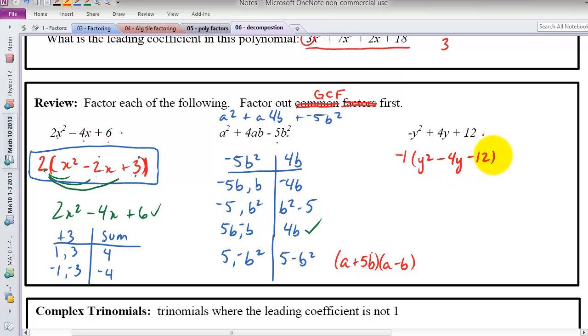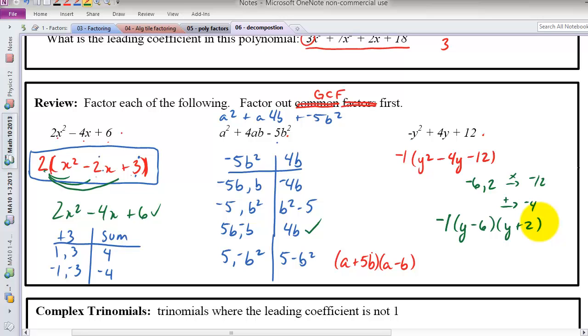And now I'm looking for two numbers that when multiplied give negative 12, and when added give negative 4. And I'm pretty sure that would be negative 6 and 2. So you multiply those together, you get negative 12. You add them together and you get negative 4. So this thing factored out would be (y minus 6) multiplied by (y plus 2).